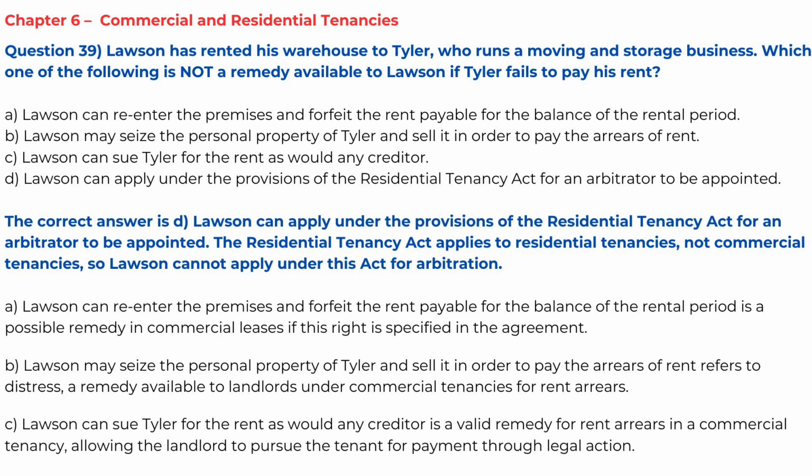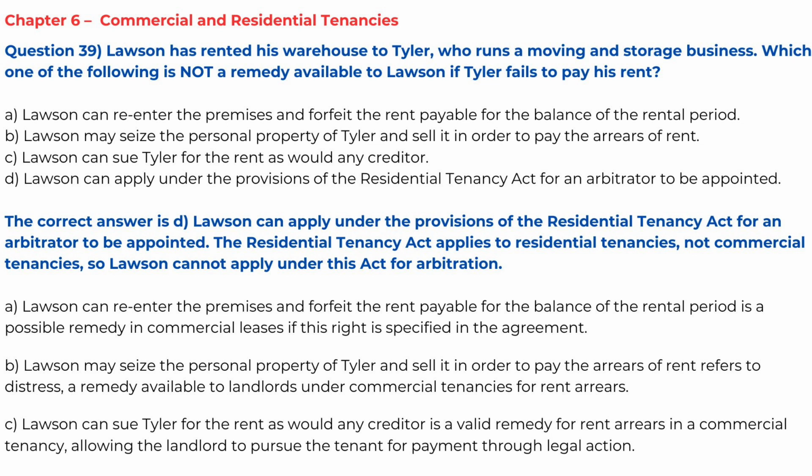Question 39. Lawson has rented his warehouse to Tyler, who runs a moving and storage business. Which one of the following is not a remedy available to Lawson if Tyler fails to pay his rent? The correct answer is D. Lawson can apply under the provisions of the Residential Tenancy Act for an arbitrator to be appointed. The Residential Tenancy Act applies to residential tenancies, not commercial tenancies, so Lawson cannot apply under this act for arbitration.